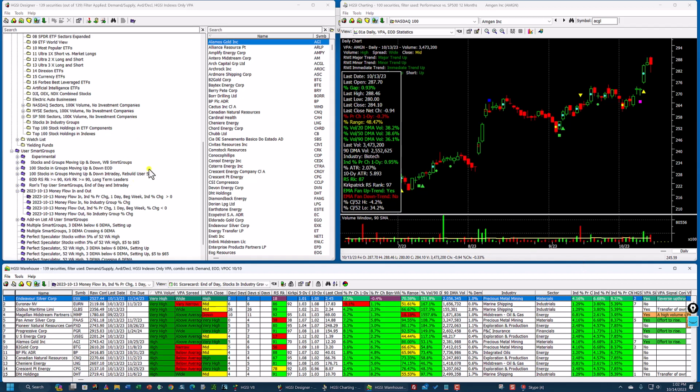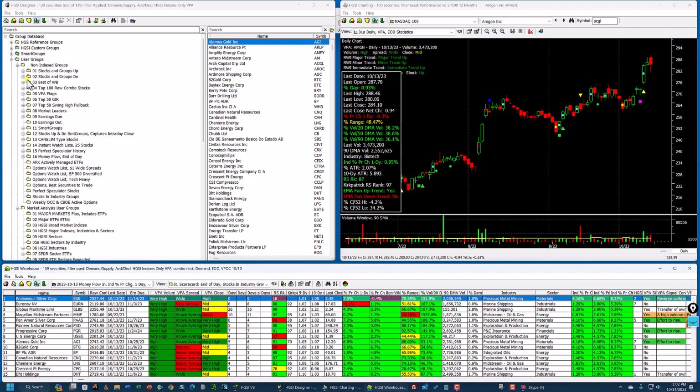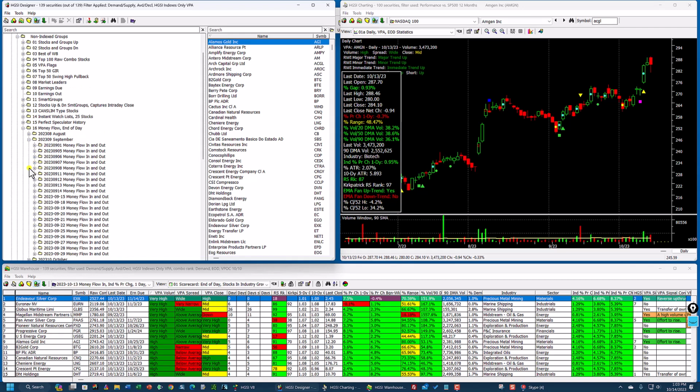Now, what I've been doing, let's see, when did I start this? I'm going to go back and look. I need to scroll on up here to my non-index groups. These are groups that I keep track of from day to day, and here's the money flow end of day. This is what I'm tracking. I started doing this on August 24th with this particular method that I'm using now, and I've captured it every day in September through yesterday in October.